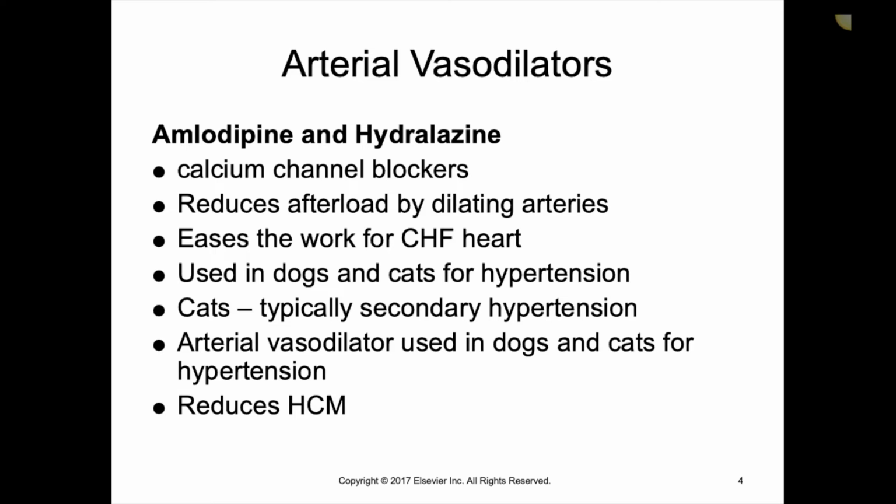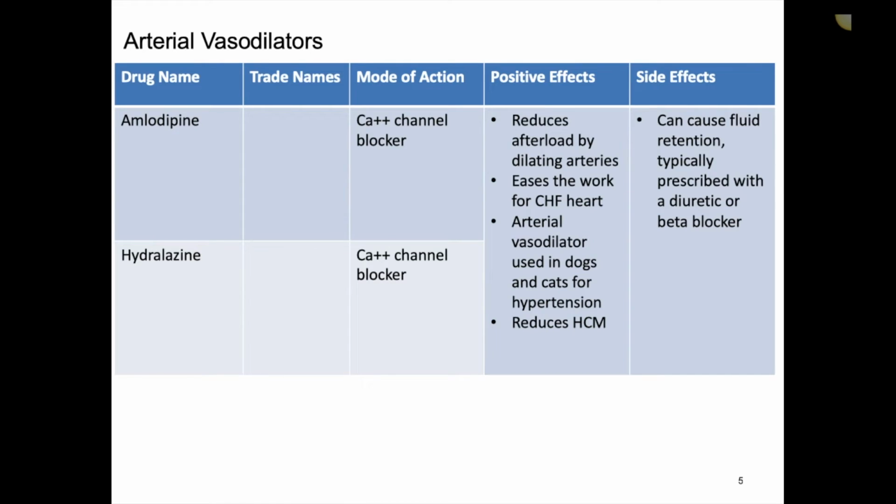So we'll start talking about arterial vasodilators. Amlodipine and hydralazine are the two common ones. They are calcium channel blockers. They reduce the afterload by dilating arteries. They ease the work for congestive heart failure patients, and they're used in dogs and cats for hypertension. In cats, typically we see this as secondary hypertension, so it could be the kidneys that are the primary reason. As an arterial vasodilator, it's used in dogs and cats for hypertension overall. It also reduces the effects of hypertrophic cardiomyopathy, which is really great in cats.